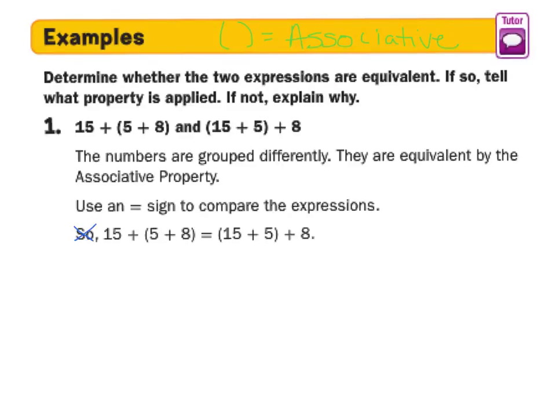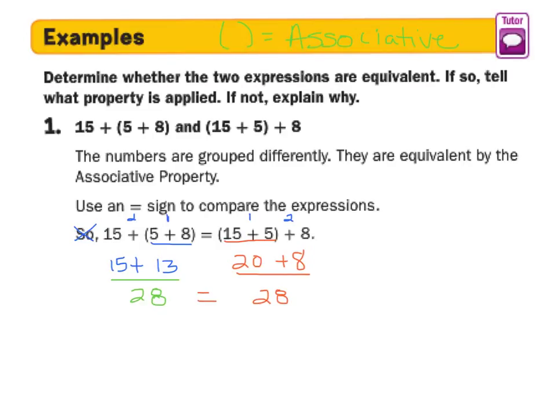I'm noticing that we have more than one operation to take care of, so we're going to use our order of operations. And I see parentheses. This will have to be done first, and then this will be second. And over here, this will be first, and then this one will be second. So we'll start with underlining. 5 plus 8 is 13. Rewrite it. 15 plus 13 is 28. Over here, 15 plus 5 is 20, plus 8, and that gives us 28, and they are equal.